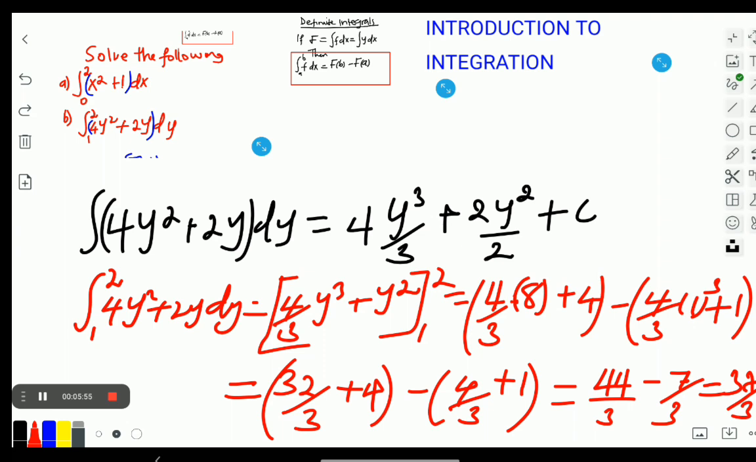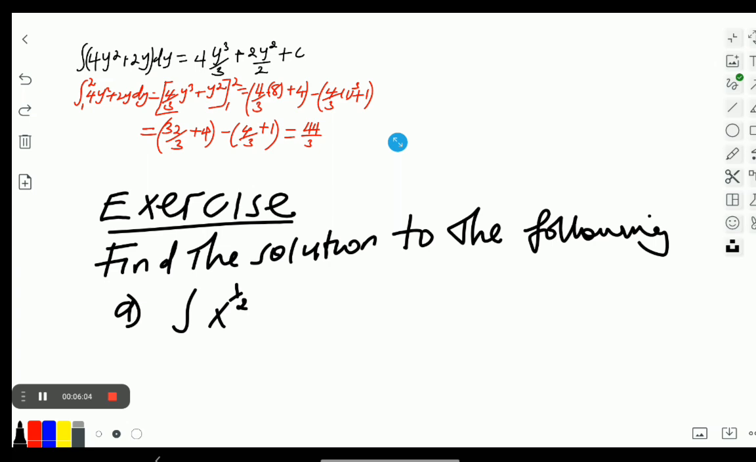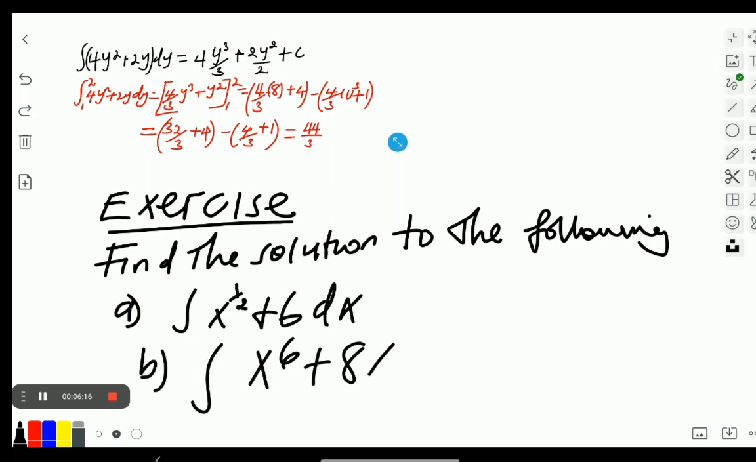Maybe you can take time and solve some numbers. So you can try these numbers in your free time. First one, x squared plus 6 with respect to x. Then for b, you try x power 6 plus 8x squared divided by x power 5, with respect to x. I think this one is enough.